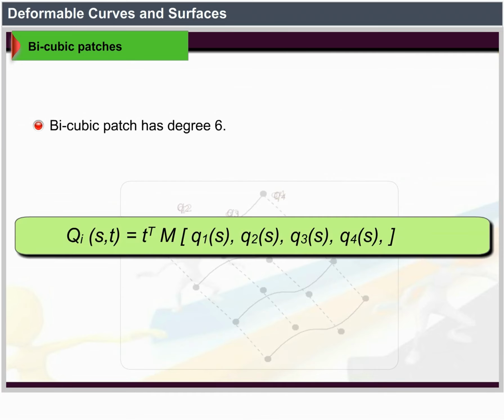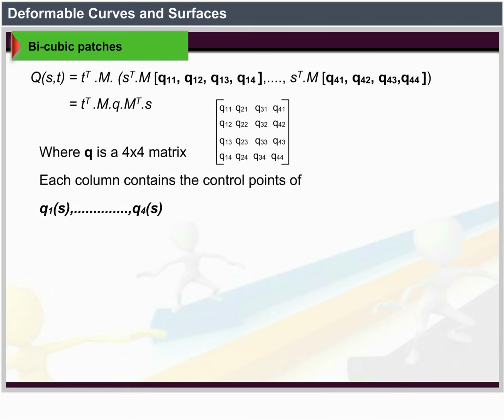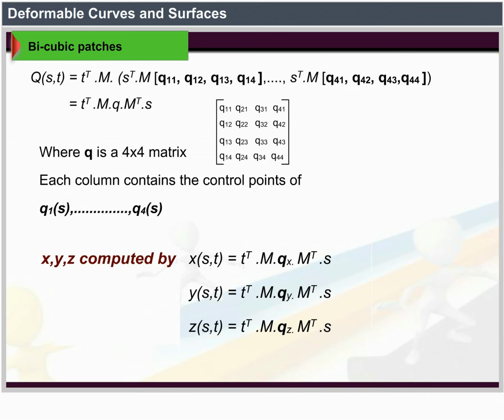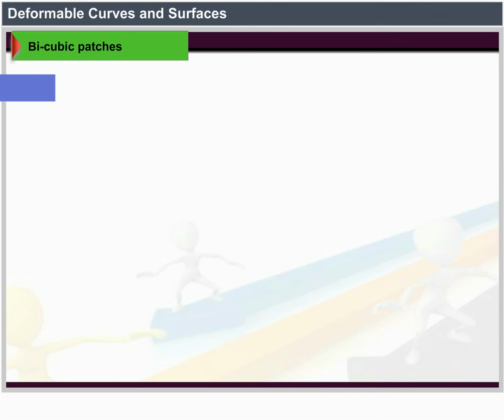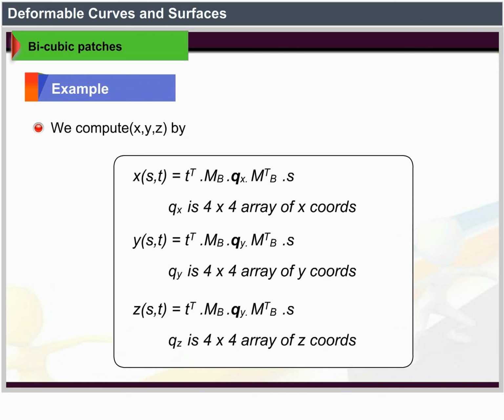Q of s, t equals T M times Q1 of s, Q2 of s, Q3 of s, Q4 of s. The matrix of the bicubic patch is now seen on the screen. Example. We compute x, y, z by the steps shown on the screen.